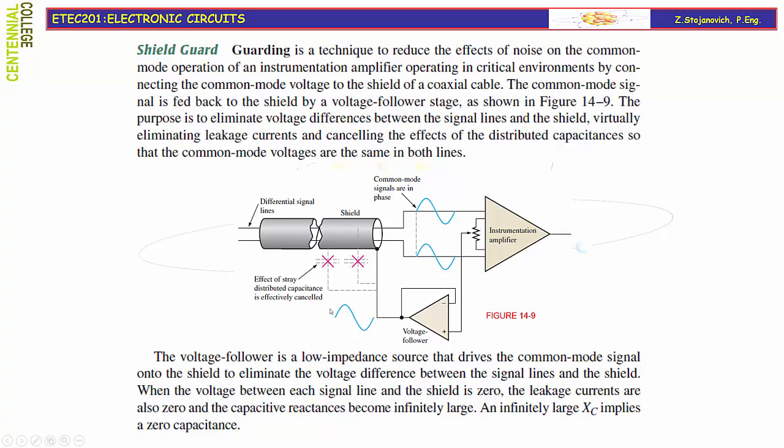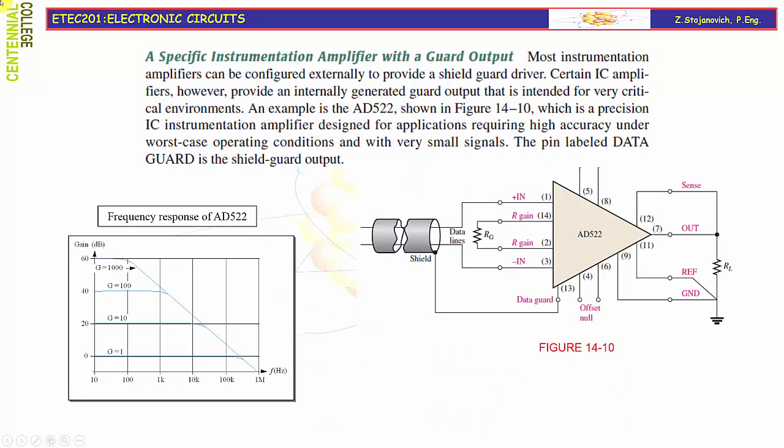The voltage follower is a low impedance source that drives the common mode signal onto the shield to eliminate the voltage difference between the signal lines and the shield. When the voltage between each signal line and the shield is 0, the leakage currents are also 0, and the capacitive reactances become infinitely large. An infinitely large XC implies a 0 capacitance.